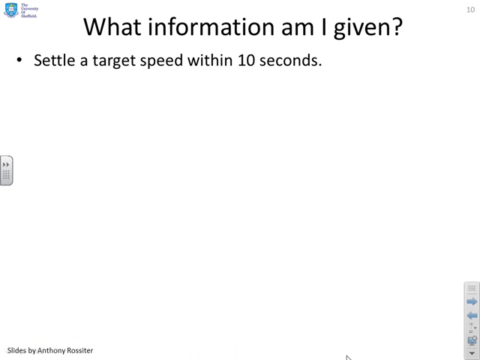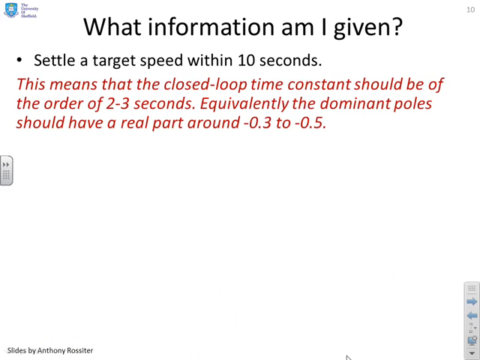First then, we need to settle to a target speed within 10 seconds. So what does that tell you? Well, your knowledge of dynamics of systems tells you that the critical time constants must be of the order of 2 to 3 seconds, and that will give you a settling time of about 10 seconds. If you then ask how time constants relate to pole positions, it tells you the dominant poles have to be in the range minus 0.3 to minus 0.5. And for convenience, we'll use something like minus 0.4, which is in the middle, as a typical real part for your dominant pole.